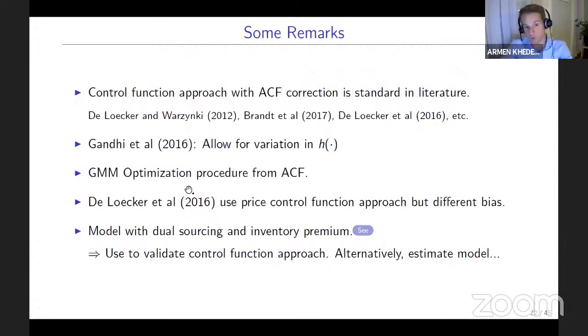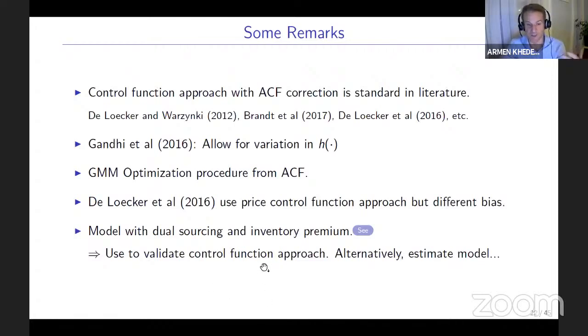And then we borrow the optimization procedure from ACF, and then really this idea of having a control function on the right-hand side of the production function estimation has been used previously by DeLoecker et al. But they have a completely different bias in mind than the one that we have in mind, and the variables that they use in that control function are different to ours.